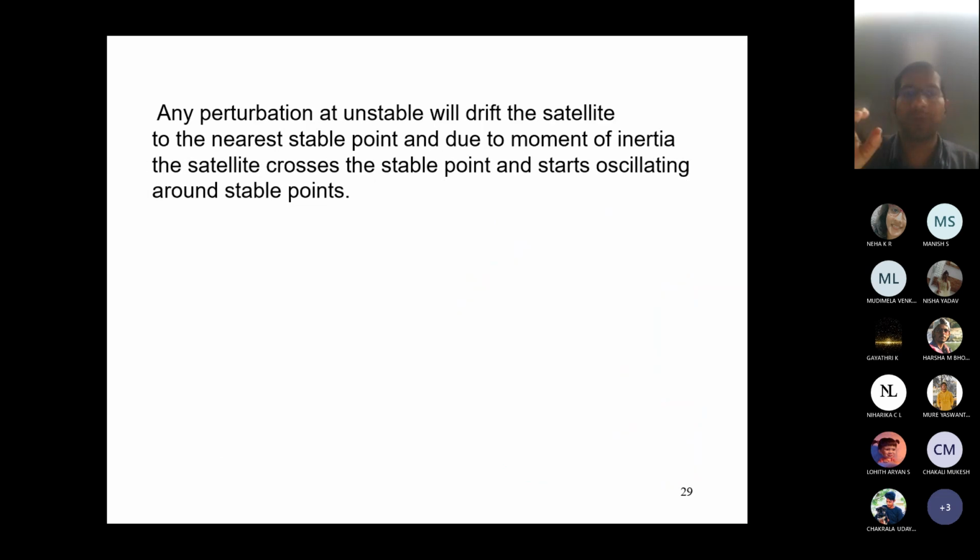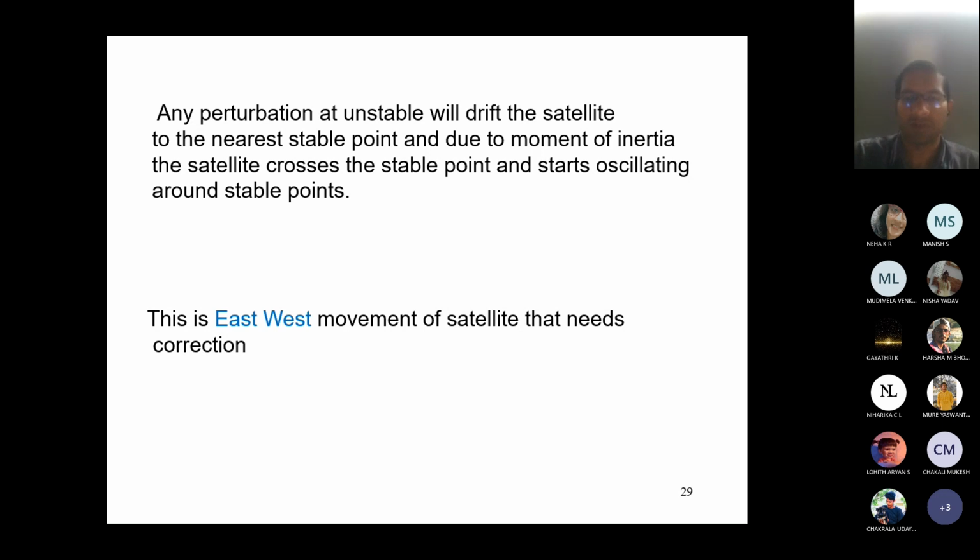And this movement is called the east-west movement of the satellite. Okay, so this is the east-west movement of the satellite that needs correction. So we need some correction for this particular error. And remember, the east-west movement of the satellite happens because of the non-sphericity of the Earth. Since the Earth is not a sphere, the gravitational force is non-uniform. So that causes the east-west movement. Okay, now come to the next topic.